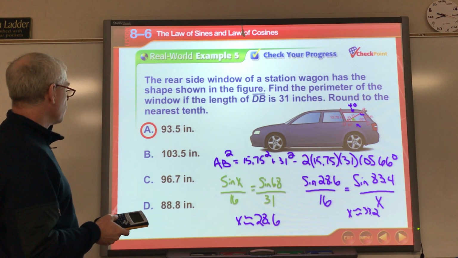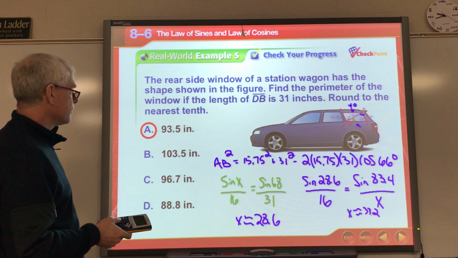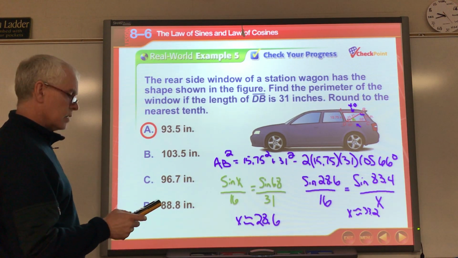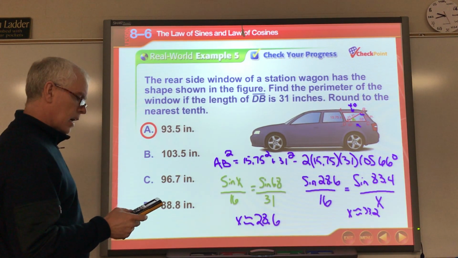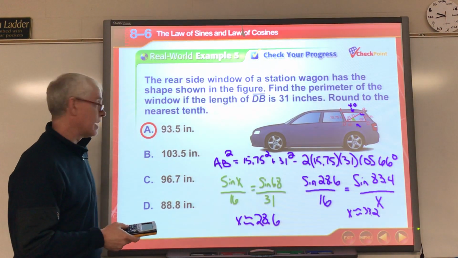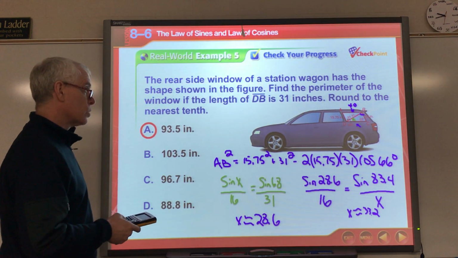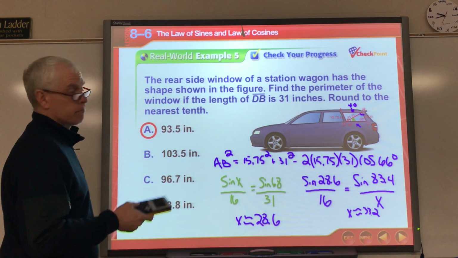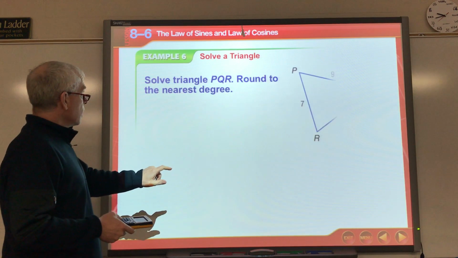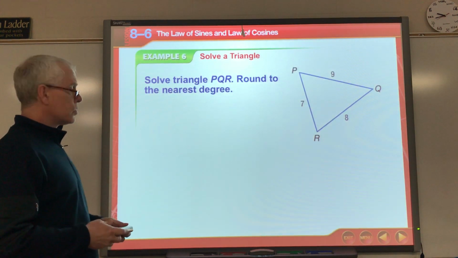Find the perimeter of the window if the length is dB. Honestly, they didn't get it right. I got 104.95, so if you work all that out, you should get 104.95. Somehow the book screwed up on this one. Sorry about that.